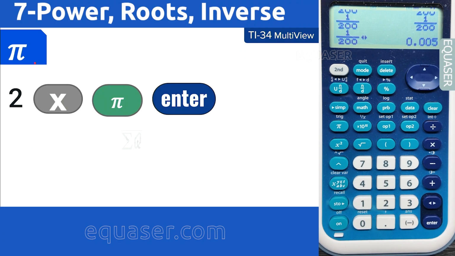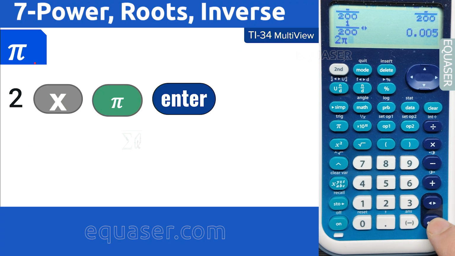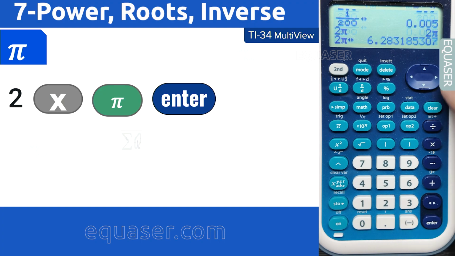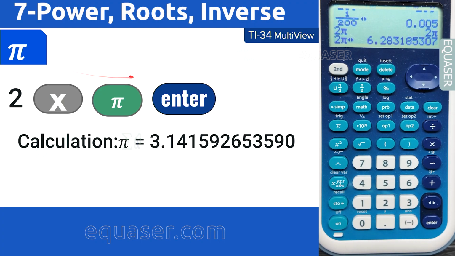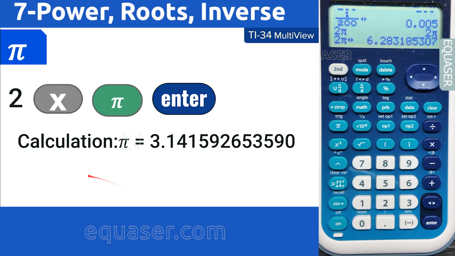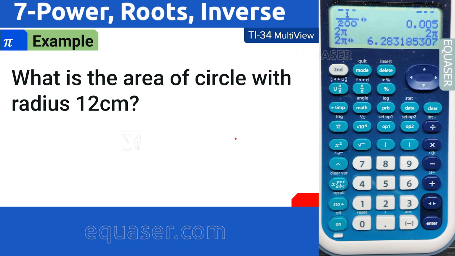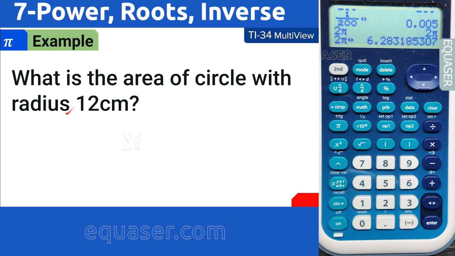If you want to work with pi, 2 and then pi is a dedicated button, enter, that's 2 pi, toggle it to see the decimal. In your calculations, we use this many digits, this many decimal places, but on the screen you will see less, which means 2654, 2653. This has been rounded on the screen, but in calculation the full value is used, so keep that in mind.